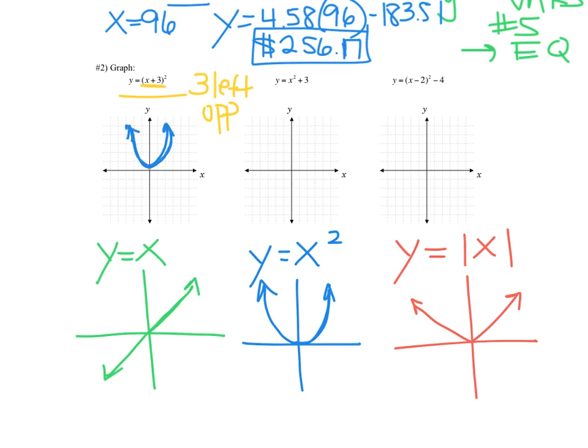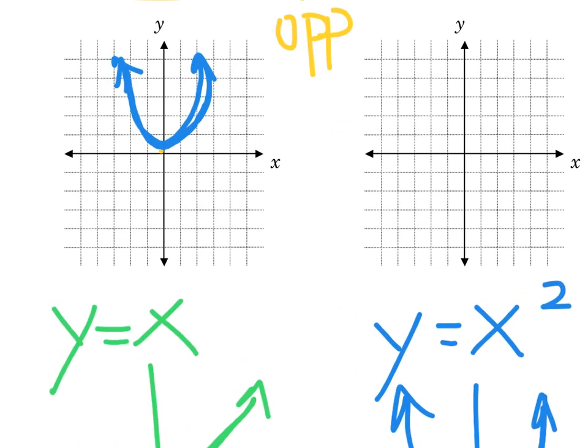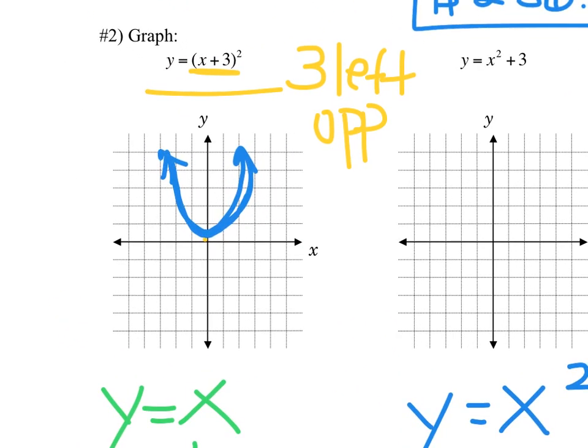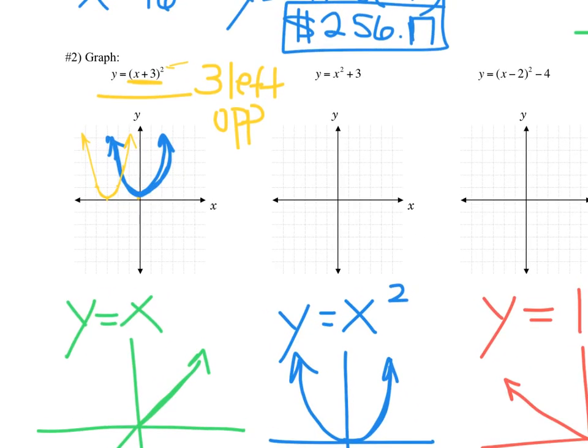We're going to take that, we're going to shift it 3 to the left. So 1, 2, 3. So here it is. Up 1, over 1. And make it a nice U shape. Don't make it a V shape. It's not an absolute value. It is a parabola. That's why it's squared. It's a parabola. Okay, and that's it.